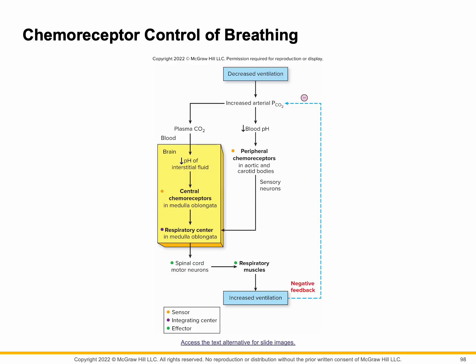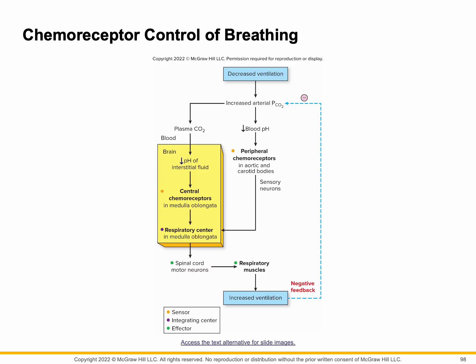Chemoreceptors control breathing. In this example of negative feedback, a drop in pH is detected by chemoreceptors, the sensors, which communicate to the respiratory center, the integrating center. As a result, the respiratory muscles acting as effectors are stimulated to increase the ventilation of the lungs, thereby bringing pH back up to the normal values.